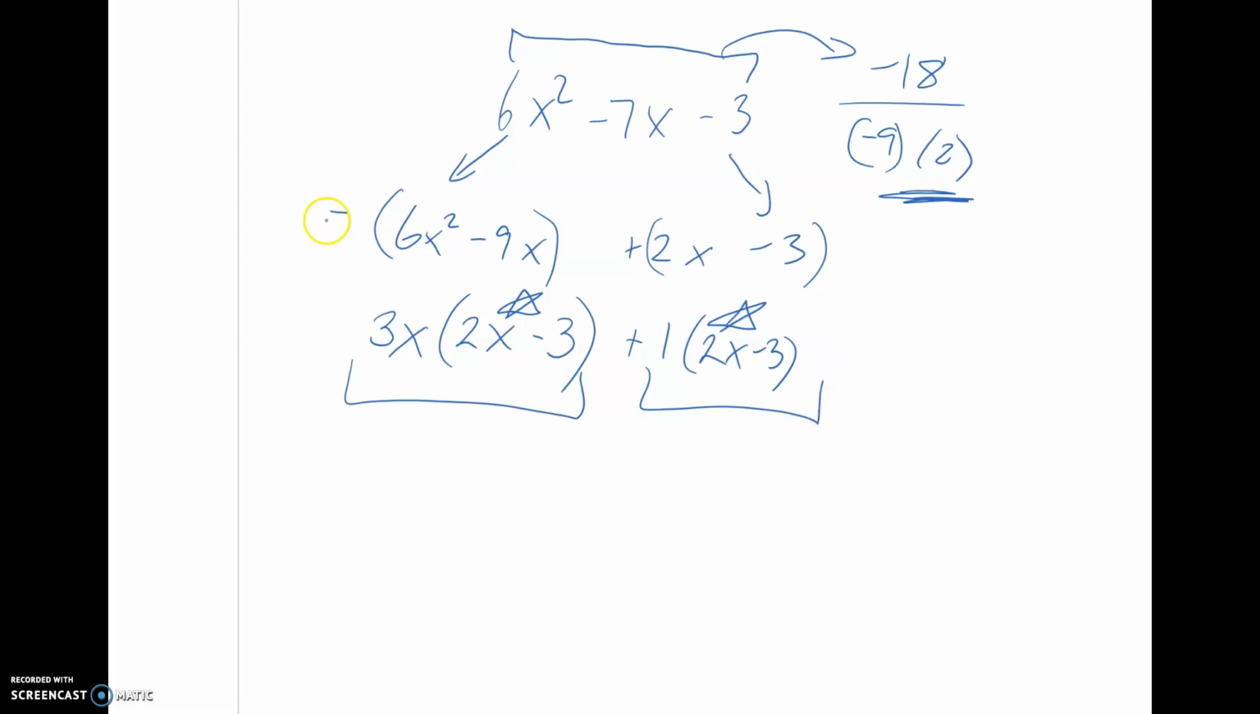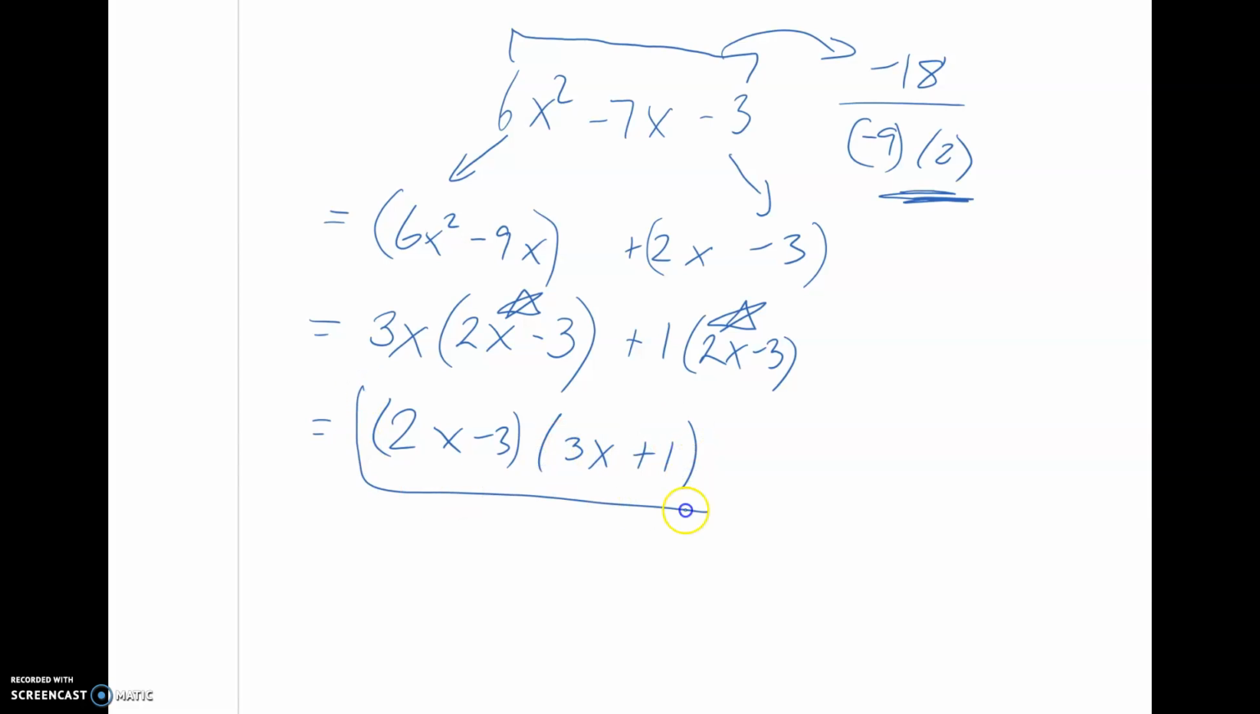What I'm going to do is take out the common factor from both of them, which is 2x minus 3 from both. So if I take a 2x minus 3 out of the first one, I'm left over with a 3x. And from the second one, I'm left with a plus 1. And now it's completely factored.